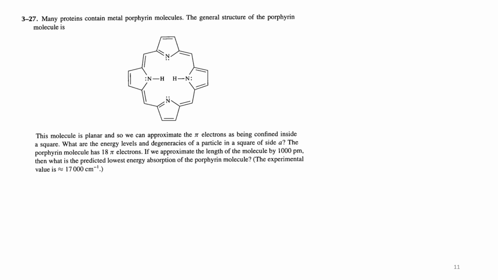The question states that many proteins contain metal porphyrin molecules. The general structure of porphyrin molecule is given. This is the general structure of porphyrin molecules, right? See, there are four nitrogen heteroatoms. So this is something like a cage molecule. And what information is given? That this molecule is planar, and so we can approximate the pi electrons as being confined inside a square.